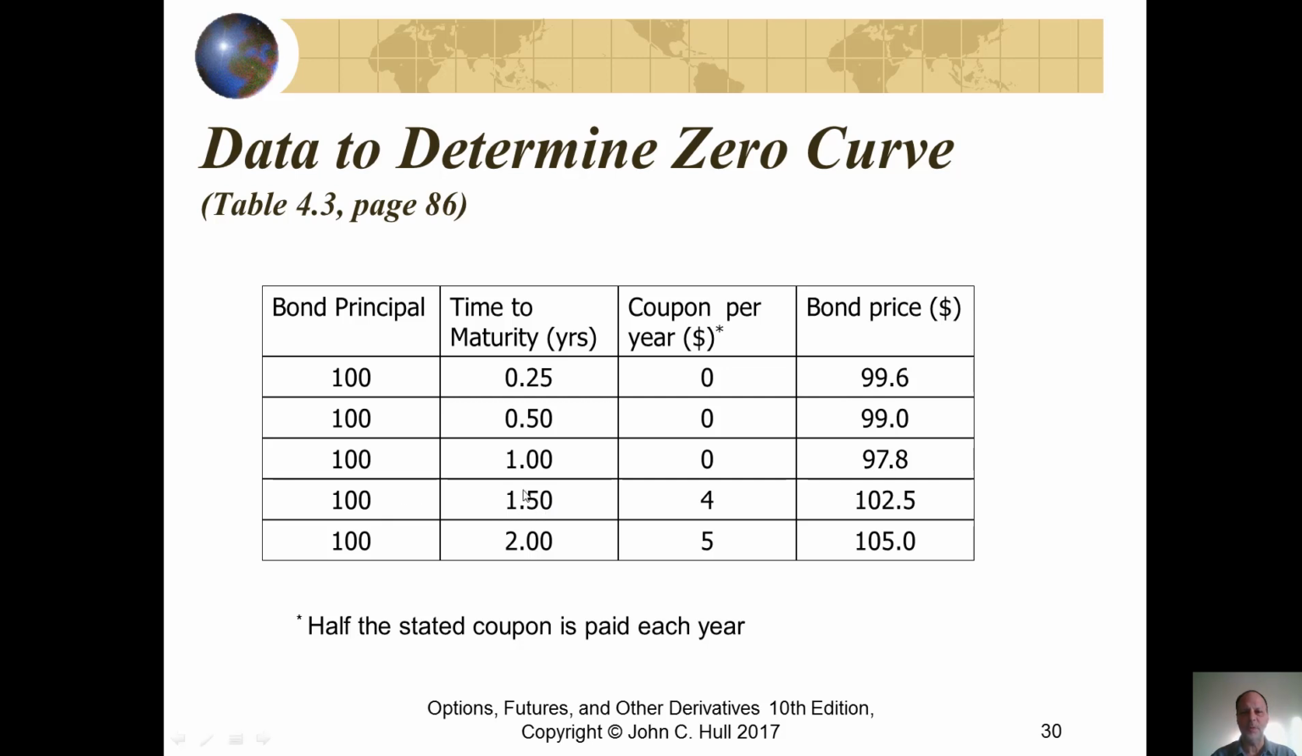But then it gets more complicated for the last 2 bonds here. This one pays a semi-annual coupon of $4 or 2 every 6 months. This one pays a semi-annual coupon of $5 or $2.50 every 6 months. And both of these bonds are trading at a premium, which means interest rates have dropped since they were issued. So for our first 3 bonds, we can use the simple zero coupon bond formula. For the last 2, we would have to use the bootstrap method.